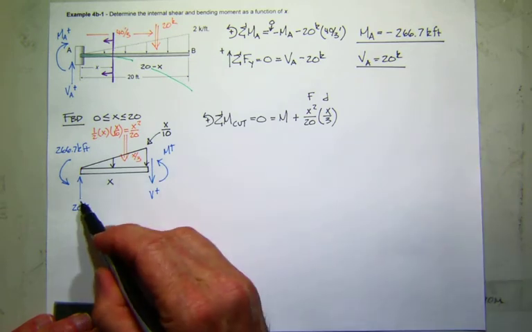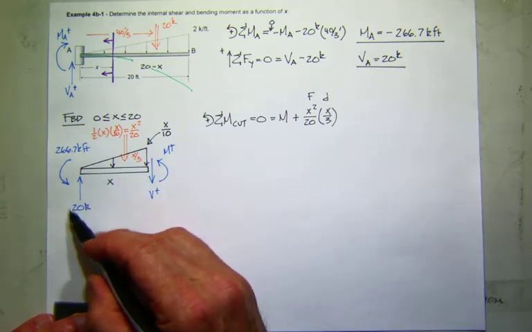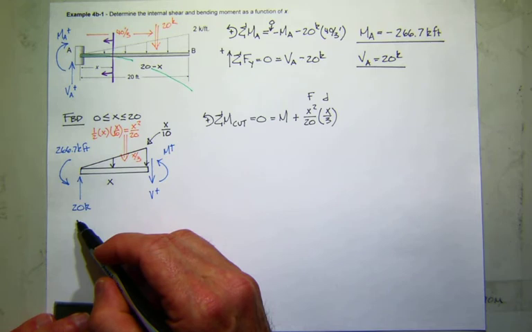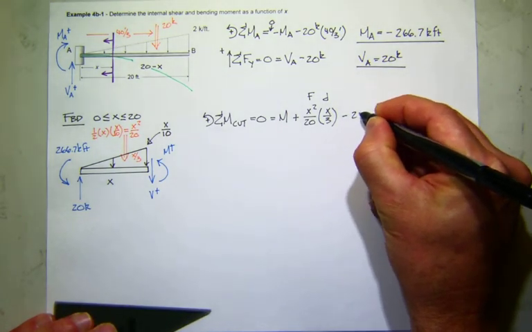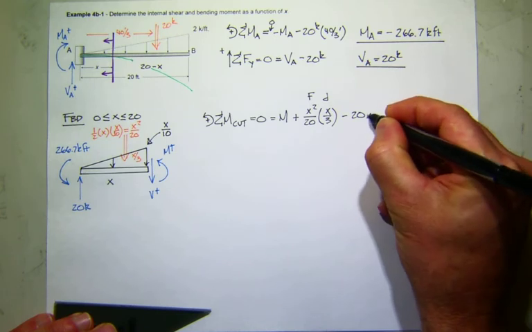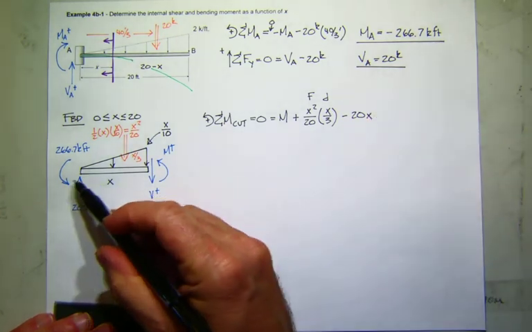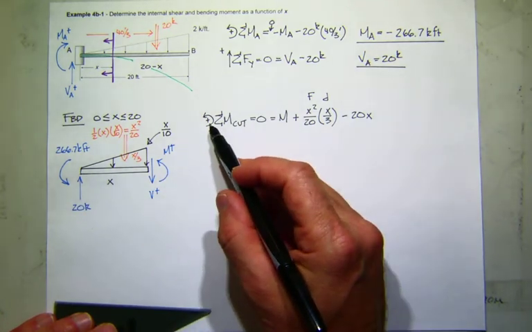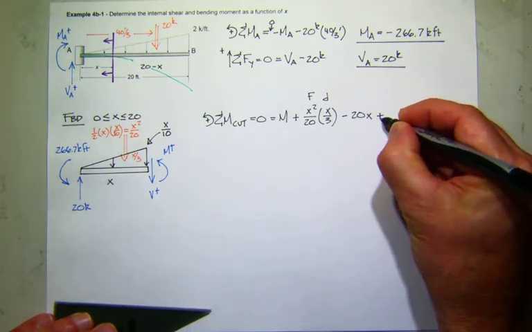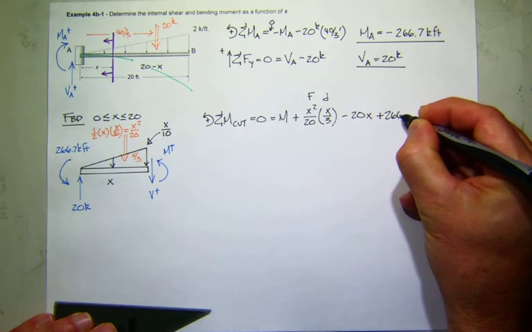Then we get over here, what do we have? The reaction shear here at A creates positive or negative moment? Negative. So that's minus 20, that's the force. What's the distance? X. And then don't forget your reaction moment. That's a positive moment under this sign convention. That'll be plus 266.7.